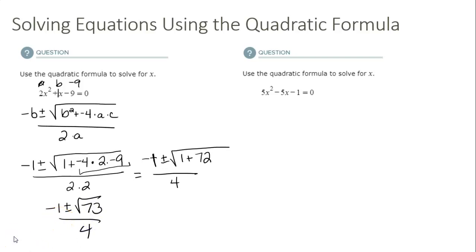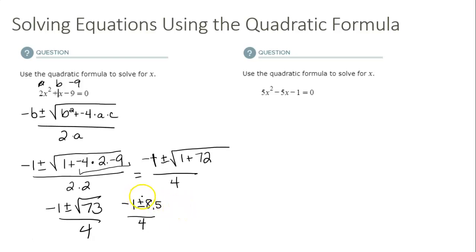Now, 73 is not a perfect square, so I go to my calculator and I put in the square root of 73, and I get 8.5. So I want to round that off to the nearest tenth. It's 8.54, so this is going to be -1 plus or minus 8.5 all over 4.